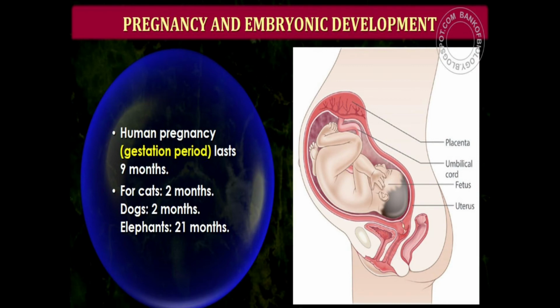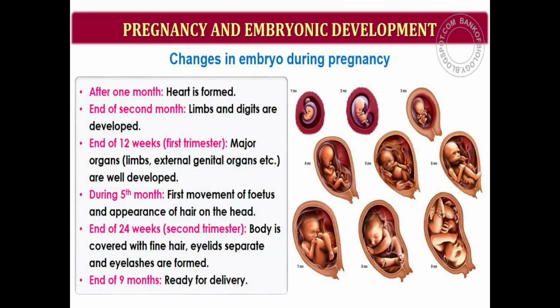Next, human pregnancy, that is gestation. It is also called the gestation period, which lasts 9 months. So in humans, the gestation period is 9 months. There are different gestation periods in different organisms. For example, for cats it is 2 months, for dogs again 2 months, and for elephants it is 21 months. But remember, in humans it is 9 months.